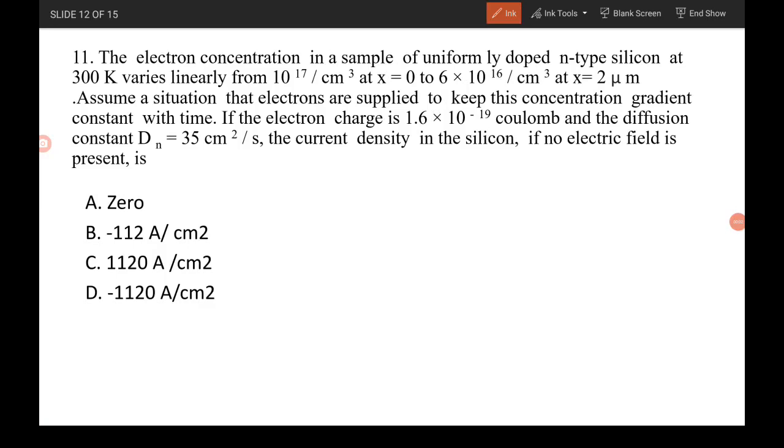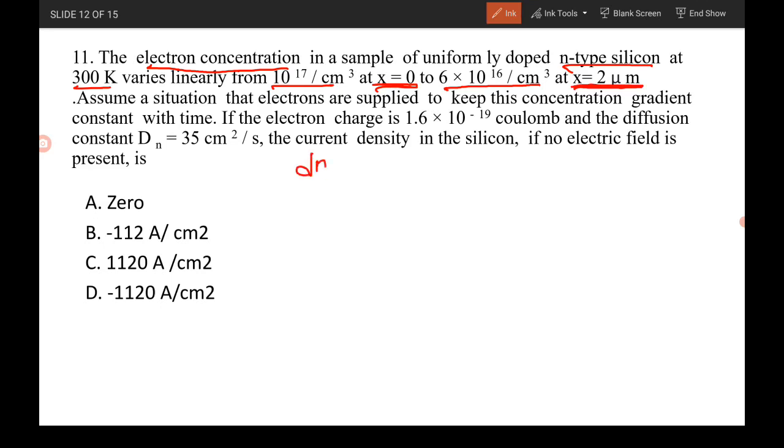So here in this question you can see the electron concentration in a sample. The electron concentration is given of an n-type silicon at room temperature, which is varying from 10 to the power 17 per centimeter cube to 6 into 10 to the power 16 per centimeter cube. So 10 to the power 17 per centimeter cube is at the initial position of the semiconductor, that is x equal to 0, and 6 into 10 to the power 16 is at the distance covered by the electrons, which is 2 micrometer. So here we can find the concentration gradient or the slope of the semiconductor.